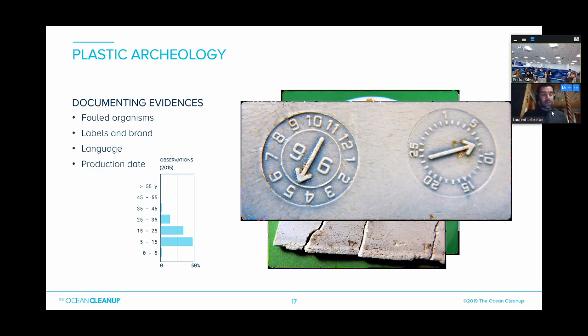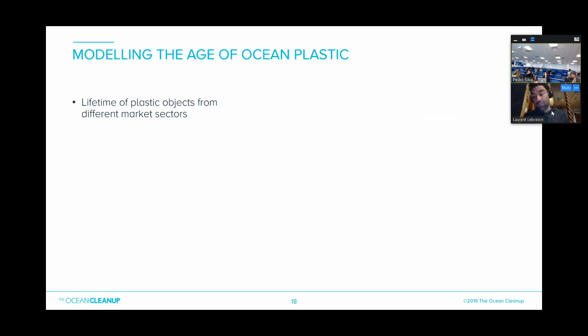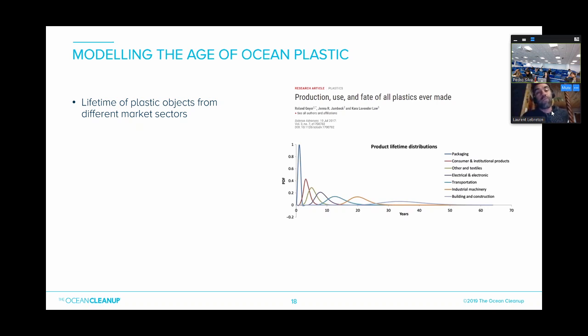Now we wondered, can we actually try to model this and estimate the age of the population of plastic in the Great Pacific Garbage Patch? To do so, we first look at the inputs. We used a paper from Geyer that came out in 2015 or 2016, I think, that talks about the different uses of plastic in our society and when plastic is entering end of life. So basically you have packaging, where everything is discarded within the first year or so, and then you have industrial machinery or building and construction, where the end of lifetime for plastic products is more like 20 years for industrial machinery or 35 years for building and construction.